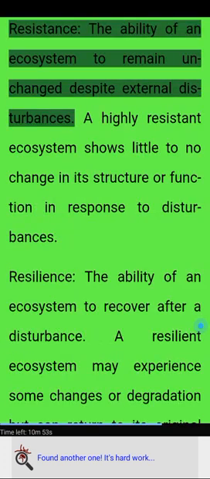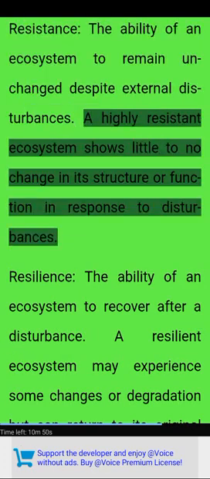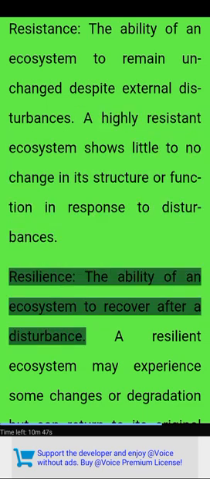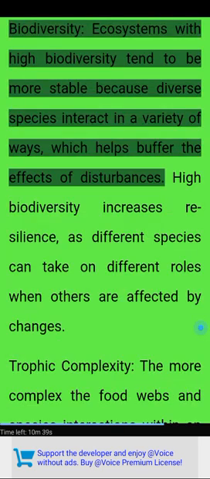Types of ecosystem stability. Resistance: the ability of an ecosystem to remain unchanged despite external disturbances. A highly resistant ecosystem shows little to no change in its structure or function in response to disturbances. Resilience: the ability of an ecosystem to recover after a disturbance. A resilient ecosystem may experience some changes or degradation but can return to its original state or a similar stable state over time.